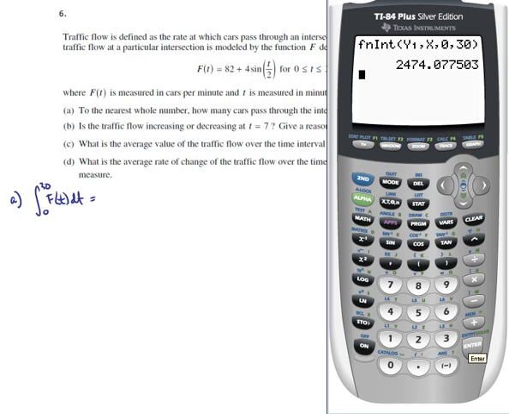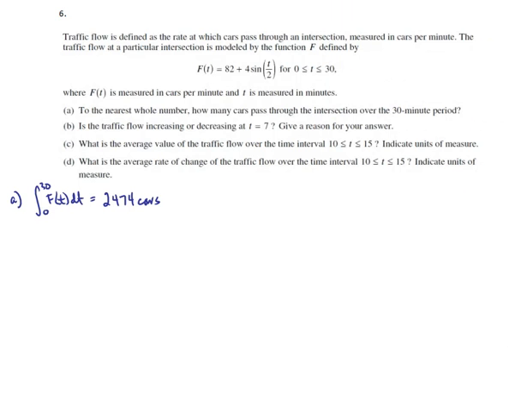And that gives me a value of 2,474 rounded to the nearest whole number. And the unit of measure would be cars. We'll close the calculator and go on to part B.